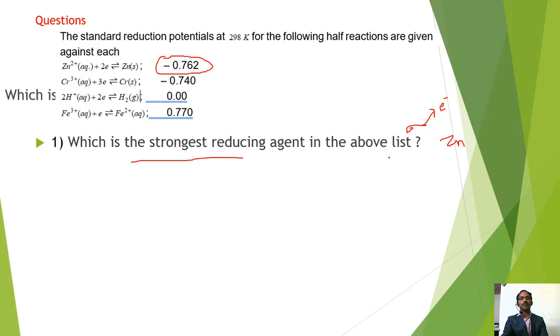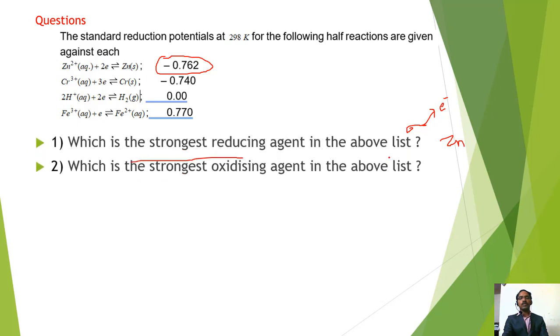Next, which is the strongest oxidizing agent? An oxidizing agent should receive electrons from other substances. All these values are the tendency to accept electrons. So the highest acceptance is for Fe+3. So it acts as a good oxidizing agent, that is Fe+3.